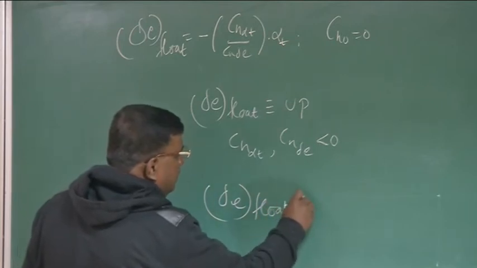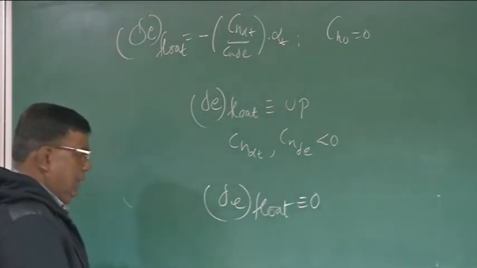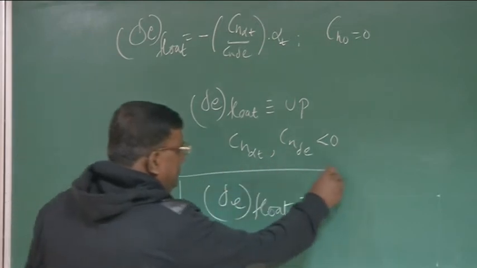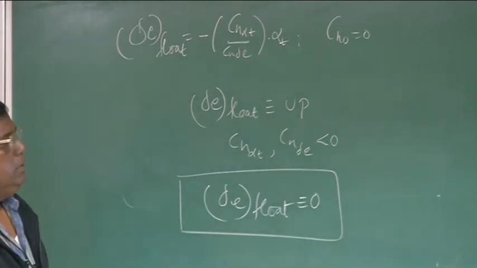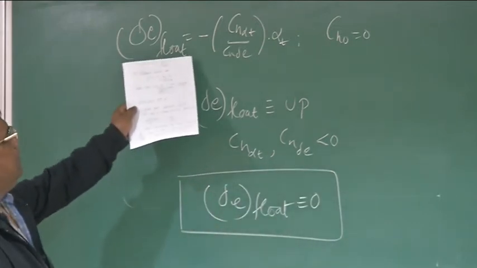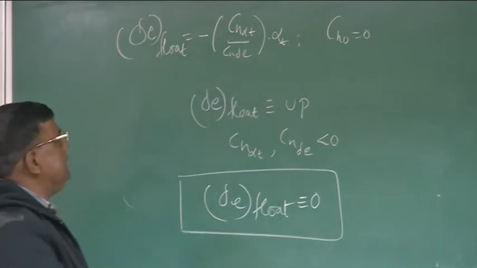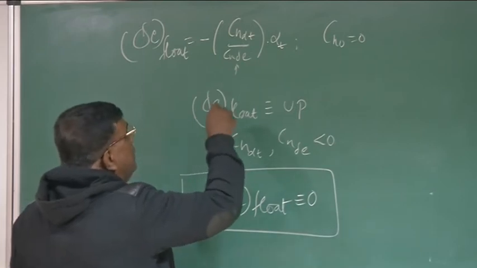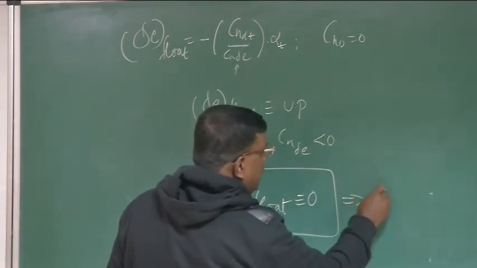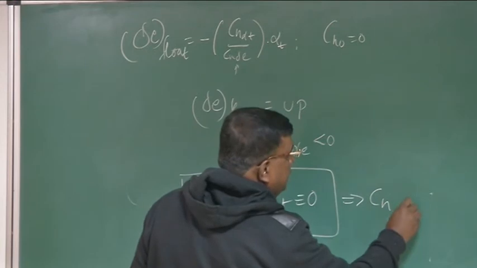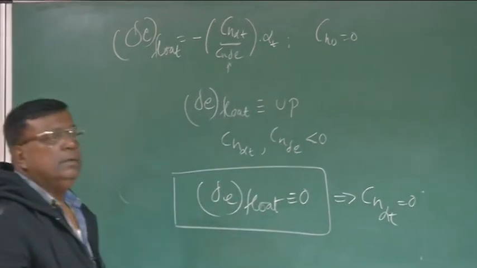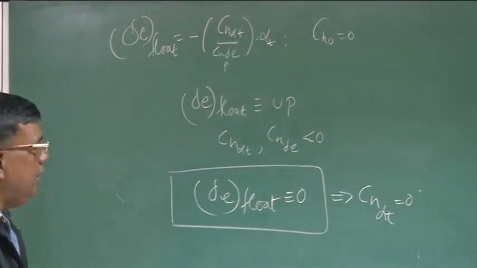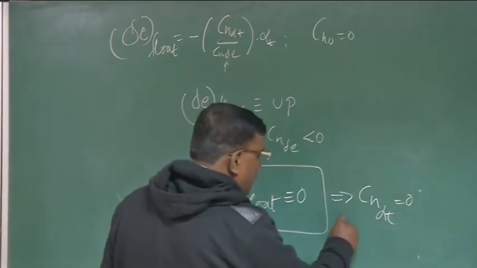Now suppose you want that delta E float should be 0. I don't want any float. Suppose I want delta E float to be 0. What do I have to do? I could see that for delta E float to be 0, Ch delta E cannot be 0, but it could become infinite, this derivative. The only way to ensure it is that Ch alpha t is made 0. That means if Ch alpha t is 0, then there is no float.